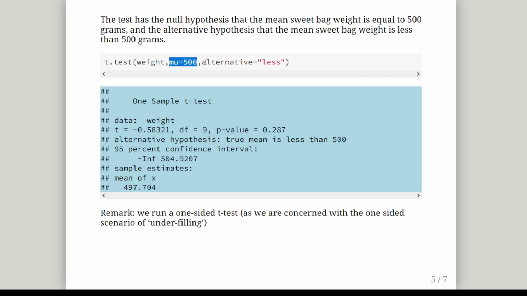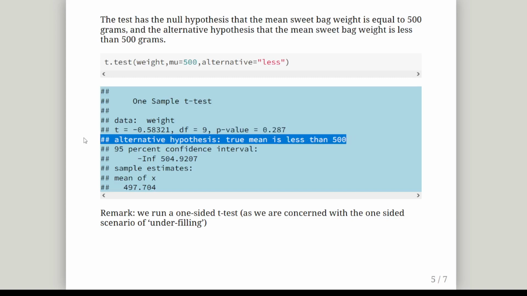Now, this is a one-tailed test, so we actually have to specify it as such. We specify that the alternative is that the true mean is less than 500. This sets up a one-tailed test, and of course we use the command t.test. So this is the output. That's our test statistic there, degrees of freedom, and the p-value. That's what we're going to use to interpret.